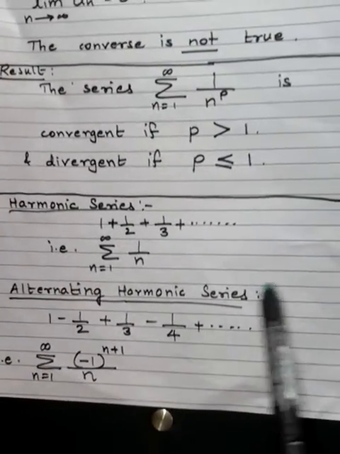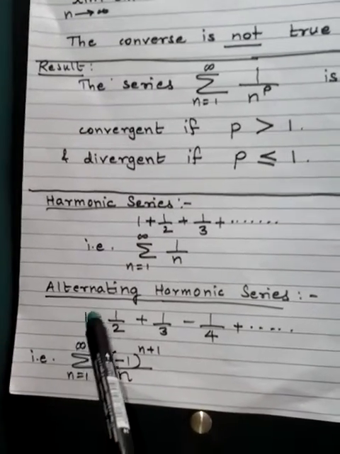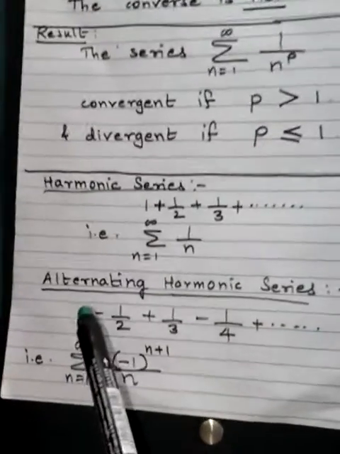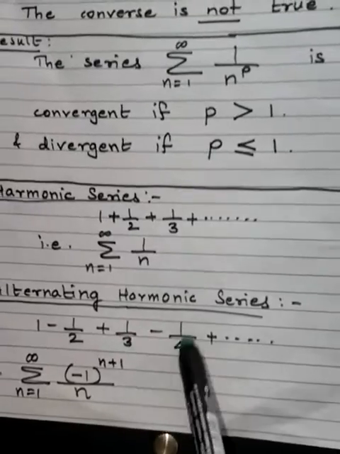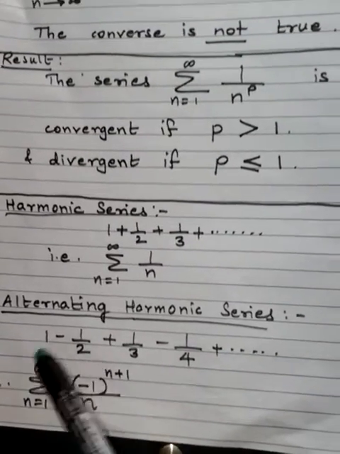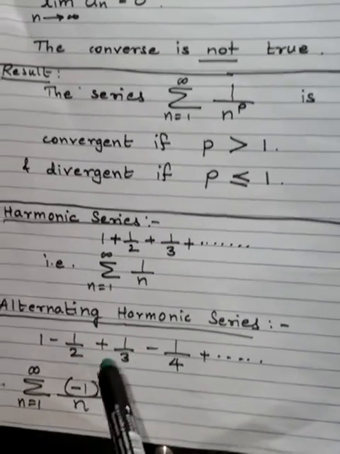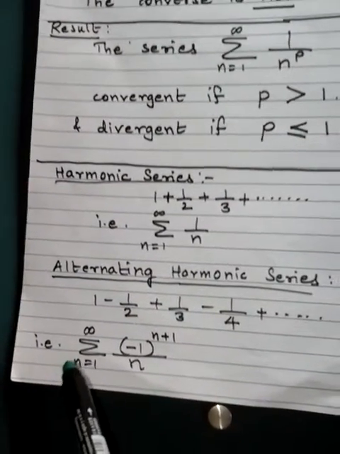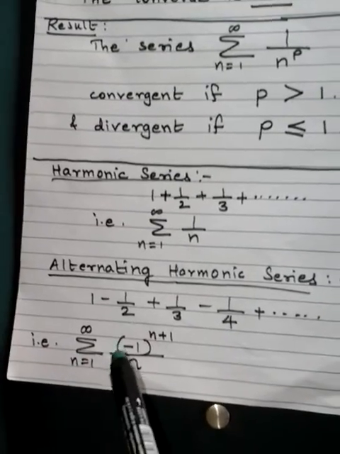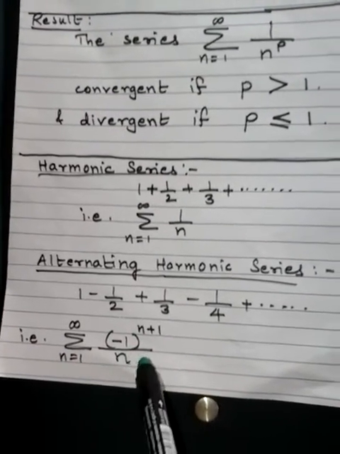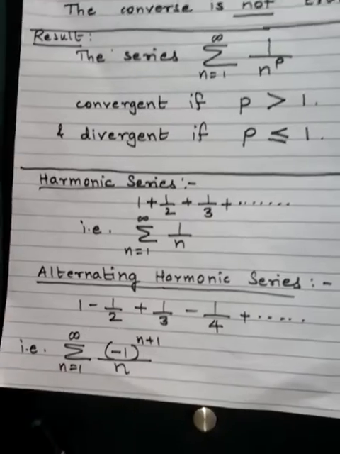The alternating harmonic series is defined as 1 minus half plus 1 by 3 minus 1 by 4 plus. So it is the harmonic series with alternate signs plus minus, which can also be written in the notation summation minus 1 raised to n plus 1 upon n when n goes from 1 to infinity.